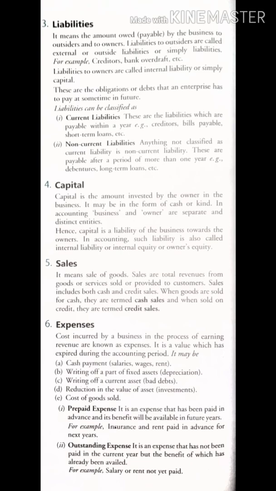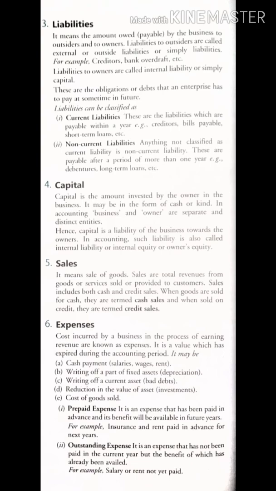Next is expenses. Now, what do you mean by expenses? Costs incurred by the business in the process of earning revenue are known as expenses. It is value which has expired during the accounting period. That means expenses are whatever costs and liabilities we have incurred while going to earn revenue. When we sell goods, suppose we have incurred expenses on transportation or production or anything, that is expenses.